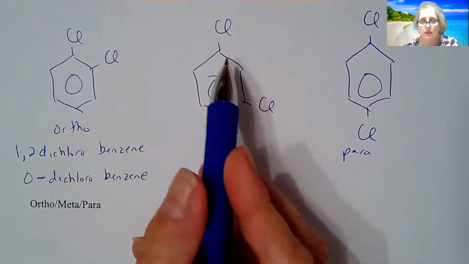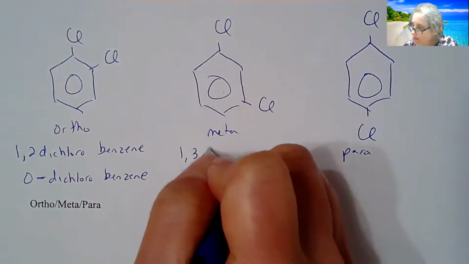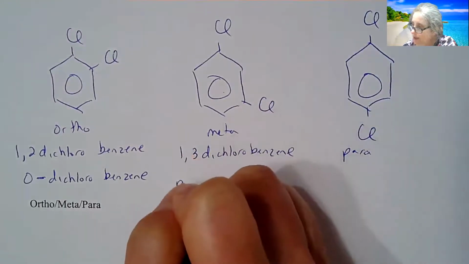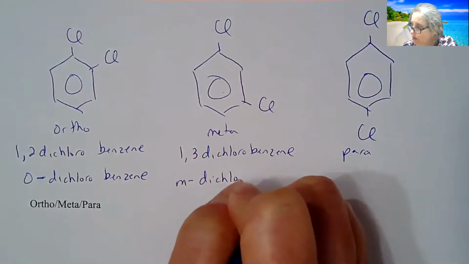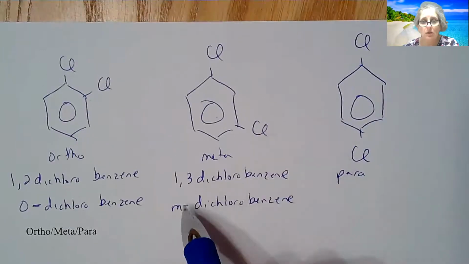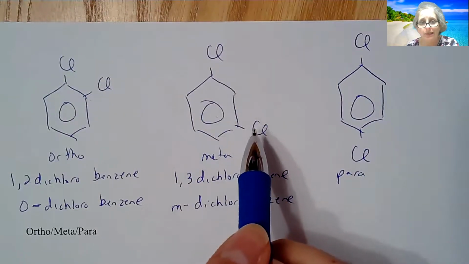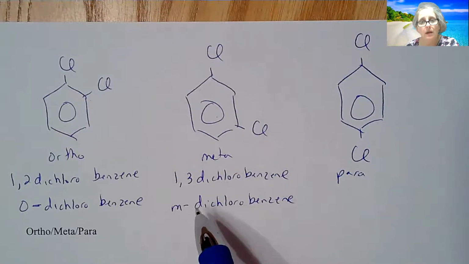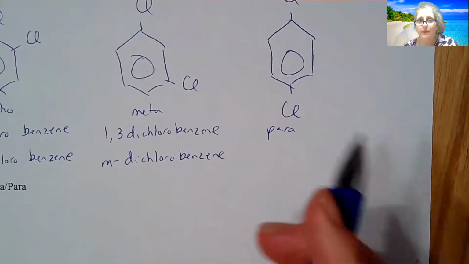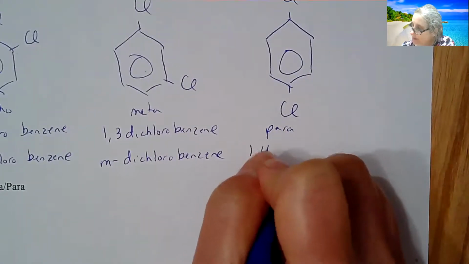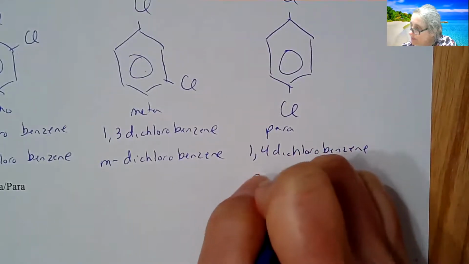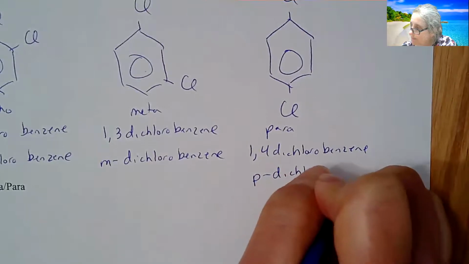Okay, so this traditional way would be 1,3 dichlorobenzene, or you could write m-dichlorobenzene. And you could have 2 different substitutions. So you could actually have a chlorine and a bromo here. So you could say bromochlorobenzene. That's perfectly acceptable as well. And finally, para is 1,4 dichlorobenzene, of course. No difference there. And then you put a p-dichlorobenzene.